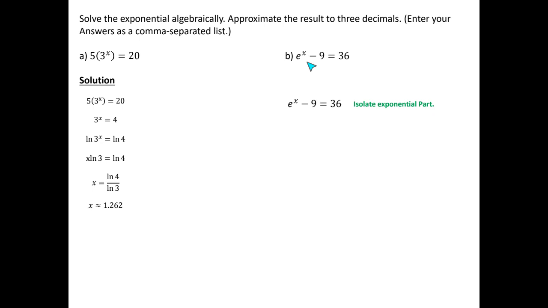Okay, so on this one, always leave the exponential part by itself. So we need to get rid of the 9. So I can add 9 on both sides. And I get e to the x is equal to 27.